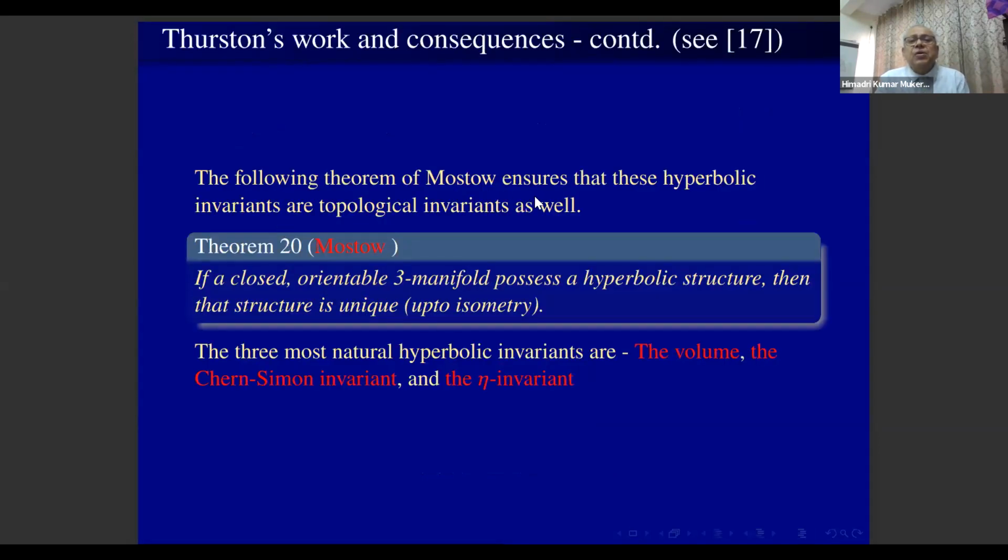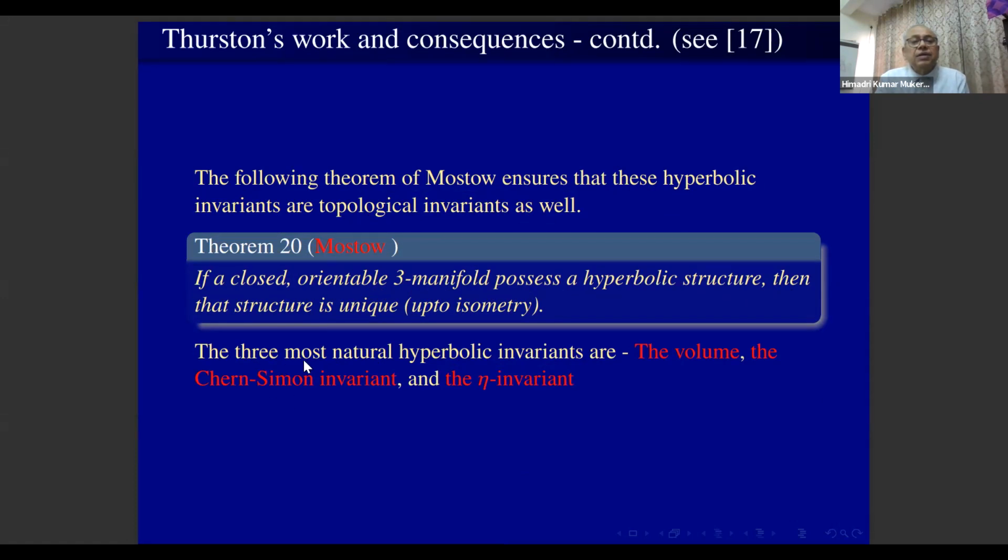The following theorem of Mostow ensures that these hyperbolic invariants are topological invariants as well. If a closed orientable three manifold possesses a hyperbolic structure, then that structure is unique up to isometry. So if the hyperbolic invariants are isometry invariants, then they are unique in some sense.